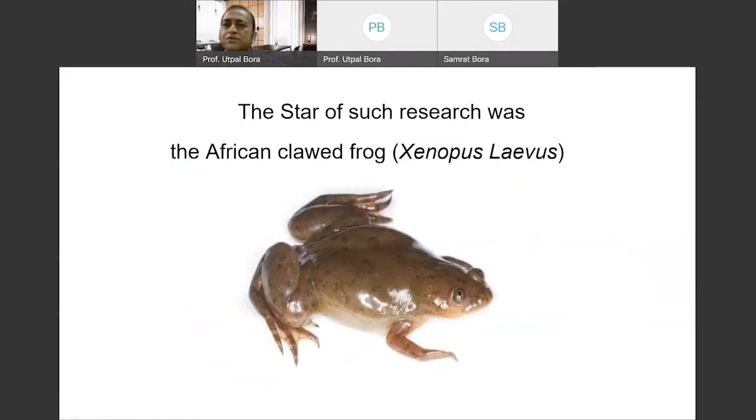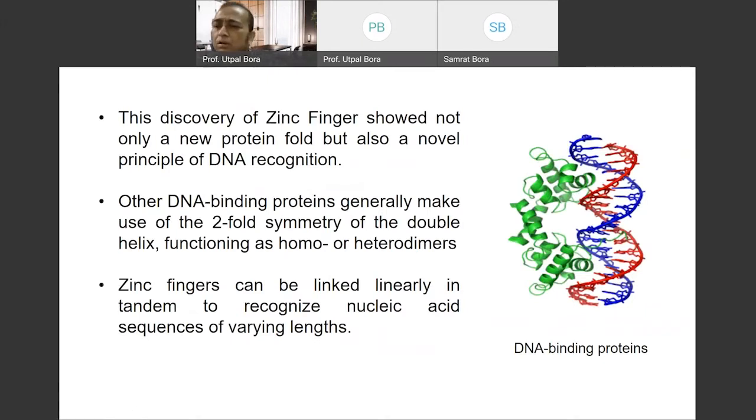However, the star of the research was the African clawed frog, Xenopus laevis. You can see that the frog has claws. And of course, the other star was Aaron Klug and his group.